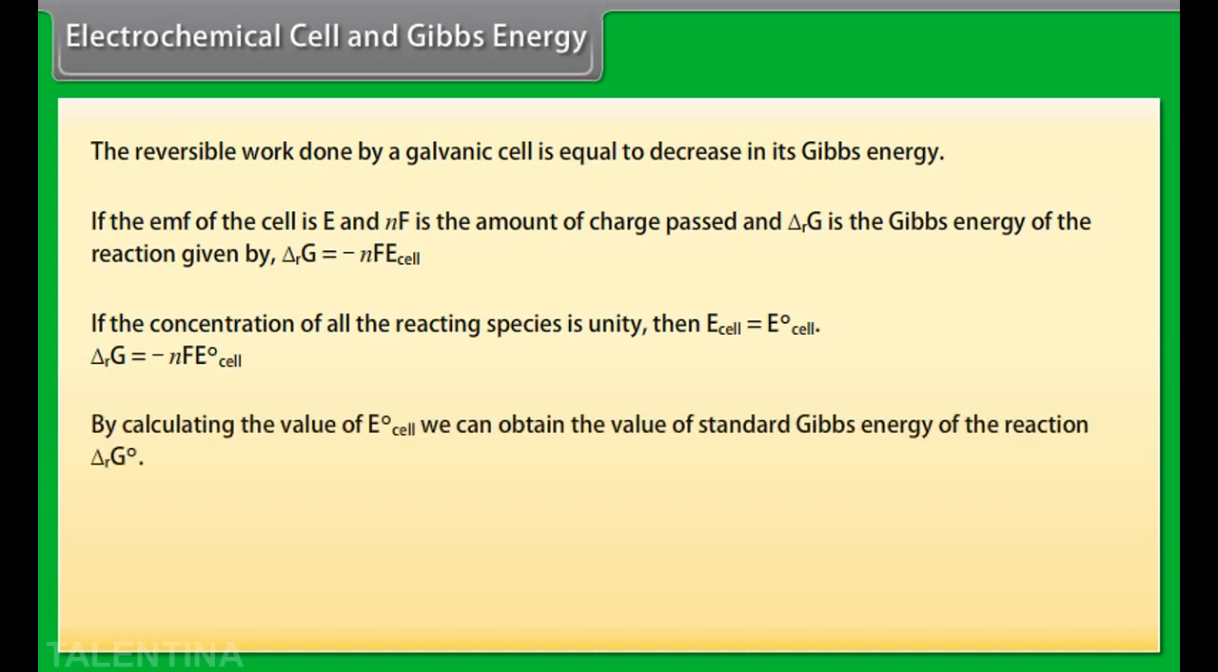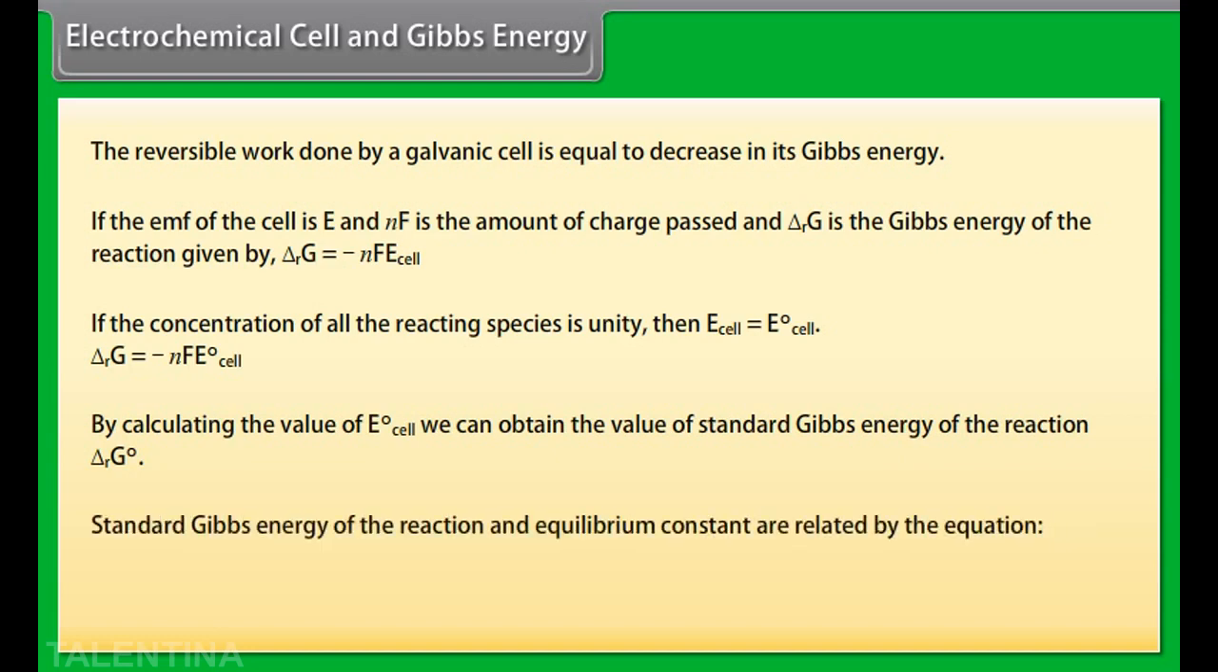By calculating the value of E° cell, we can obtain the value of the standard Gibbs energy of the reaction, ΔrG°. The standard Gibbs energy of the reaction and the equilibrium constant are related by the equation ΔrG° is equal to minus RT natural log K.